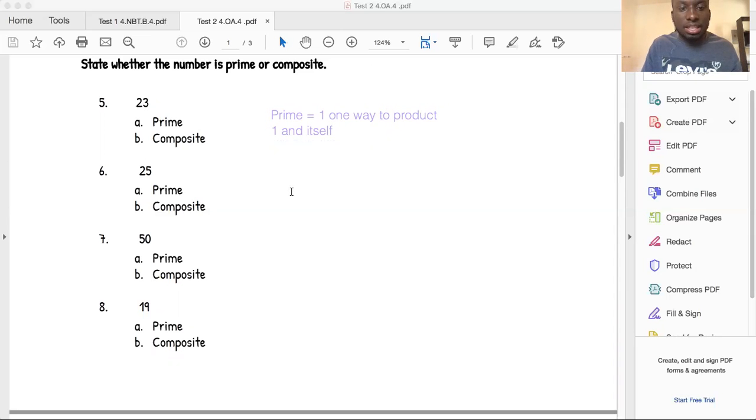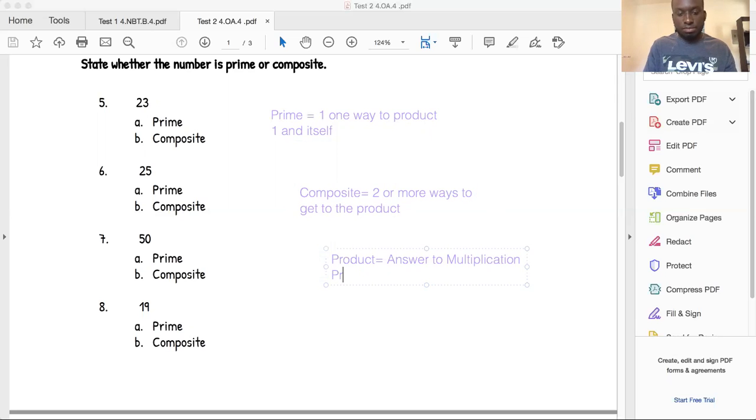And composite equals two or more ways to get to the product, meaning product equals answer to a multiplication problem. I also like to say equation.